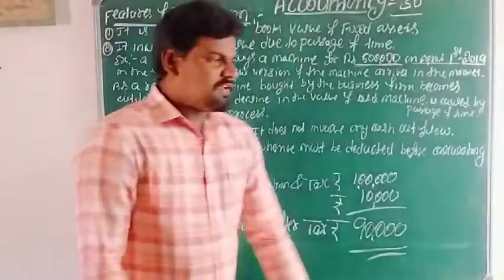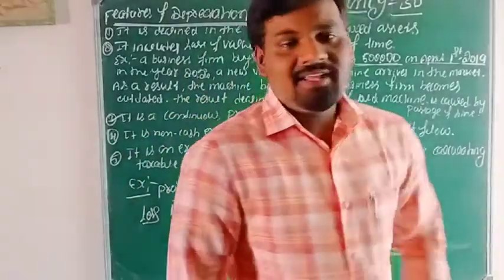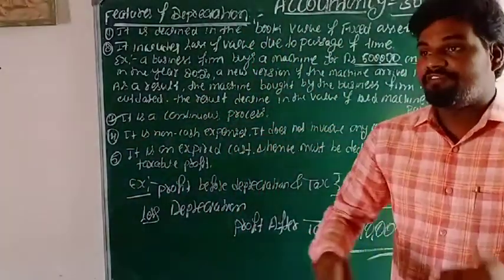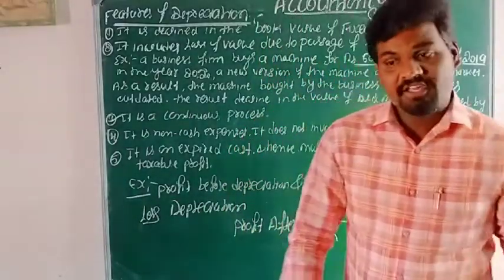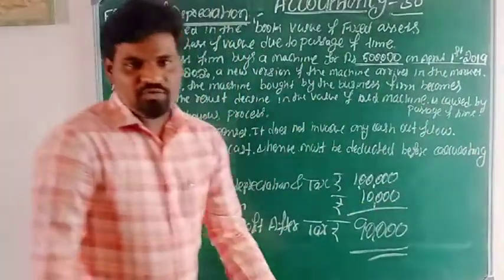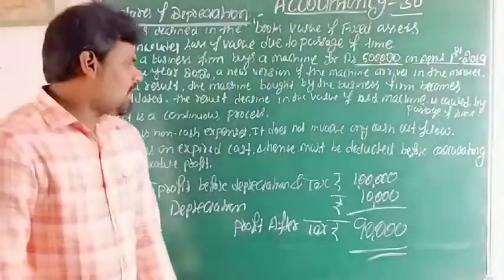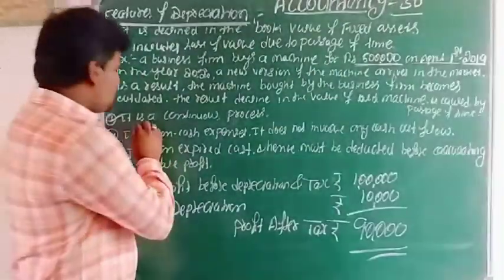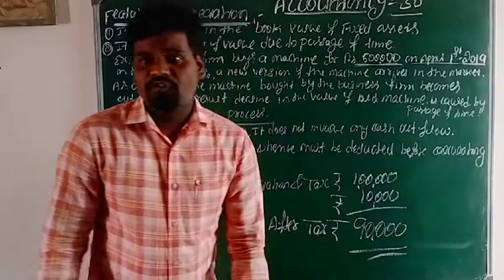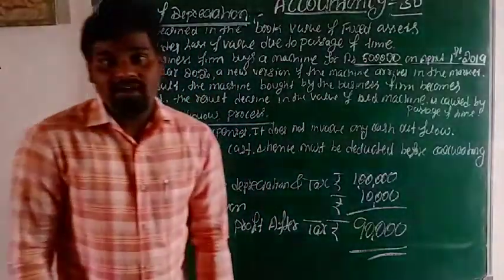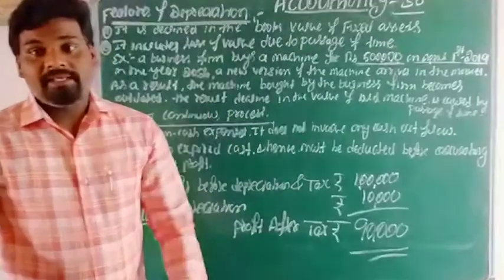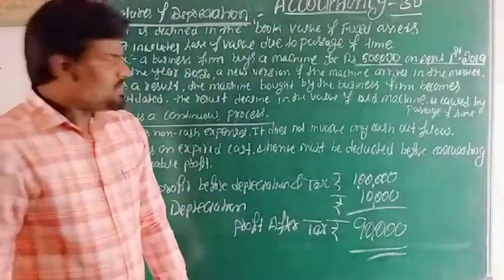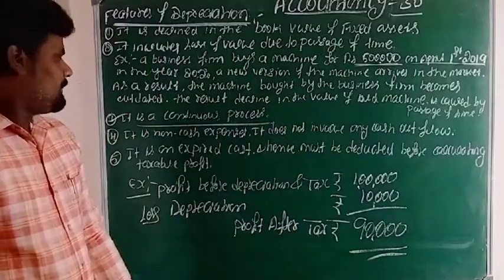So here, when we are using assets, as time goes on, the value of those assets keeps diminishing. Whether it may be machinery, plant, or furniture, whatever it may be, the value of assets goes on in a continuous process. The original cost should be depreciated year after year. So this is the third feature of depreciation.